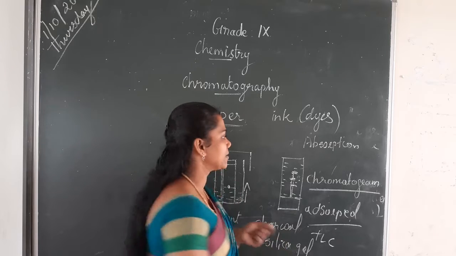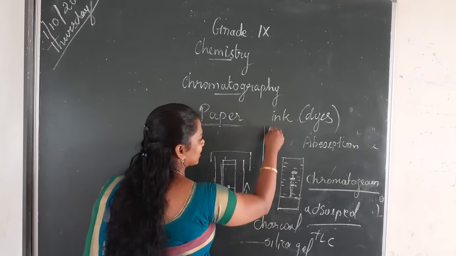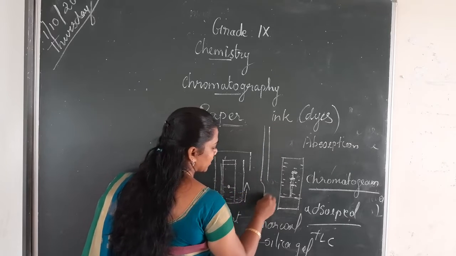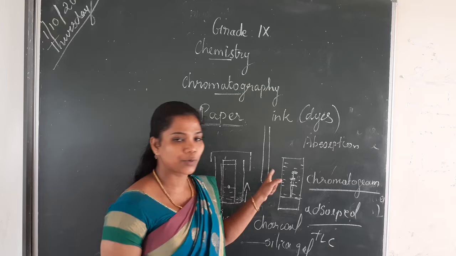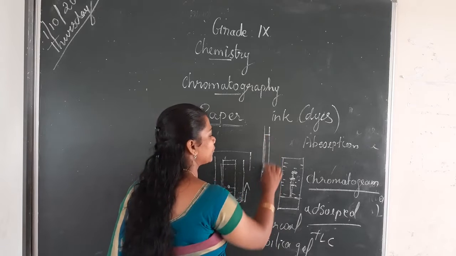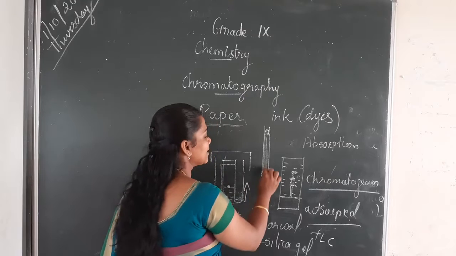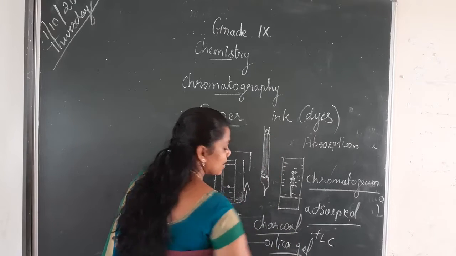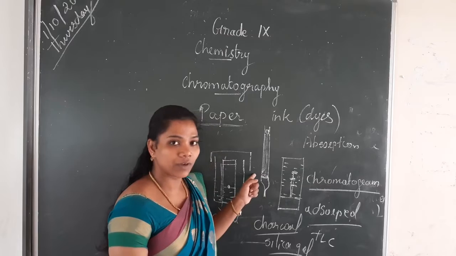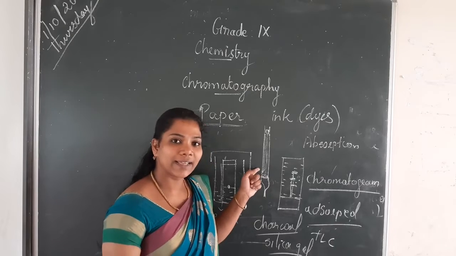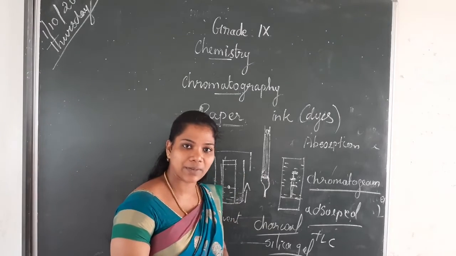Column chromatography means what will happen? There will be a column, like a burette, and it is fully filled. Upper there is cotton wool, and down there will be cotton wool. In between they will fill it with charcoal or silica gel. Like this, by column chromatography, we can separate chlorophyll pigments from the plants.